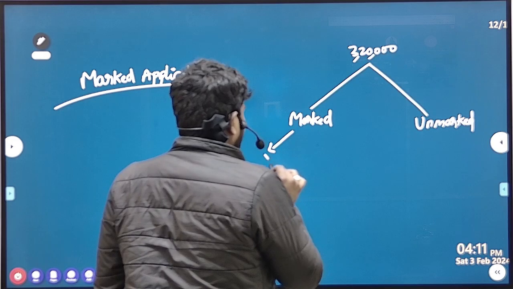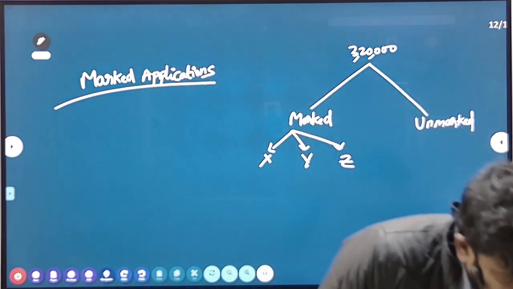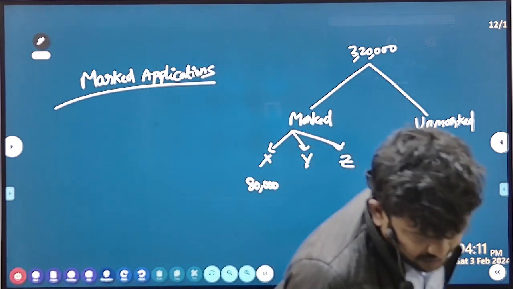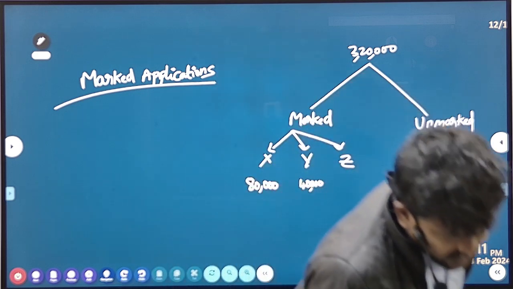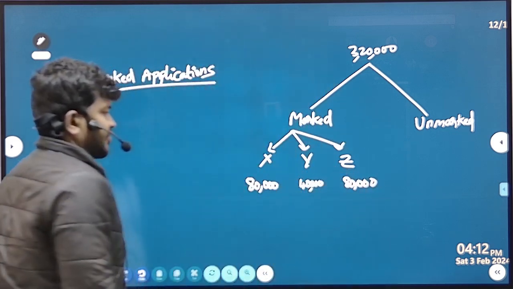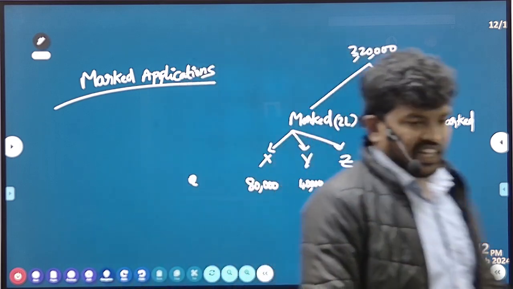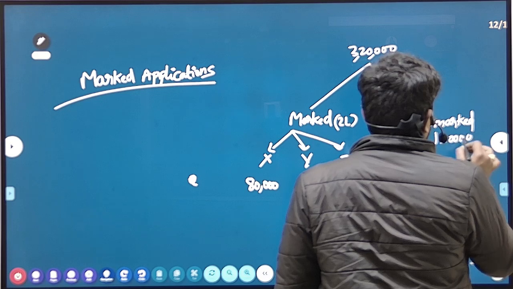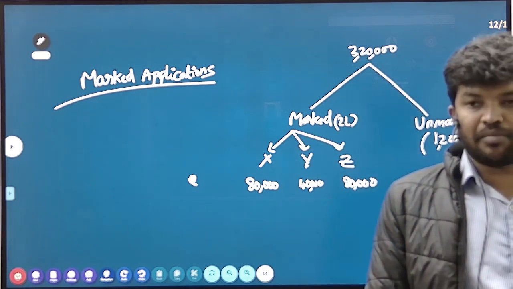In marked, how much came for X, how much for Y, how much for Z? X, 80,000. Y, 40,000. Very good. Z, 80,000. Total how much? 2 lakhs. I'll write here 2 lakhs. Okay, how much will unmarked be? 1,20,000. Very good. 1,20,000 will be unmarked applications. The remaining applications for 1,20,000 shares did not bear any stamp.